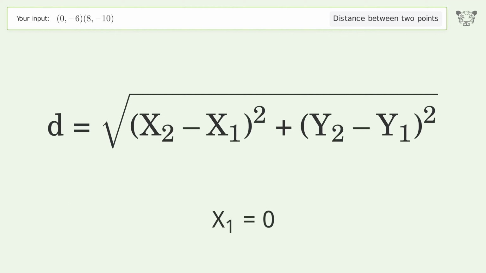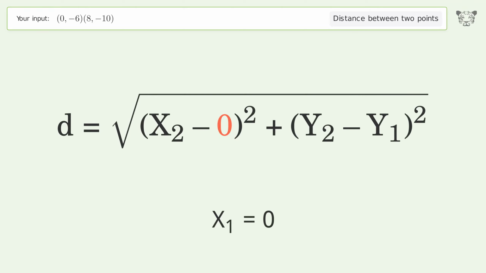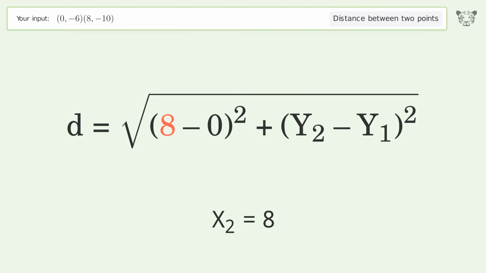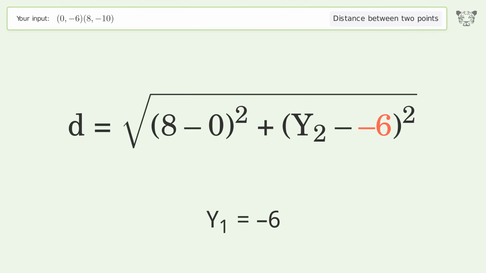x1 equals 0. x2 equals 8. y1 equals -6. y2 equals -10.